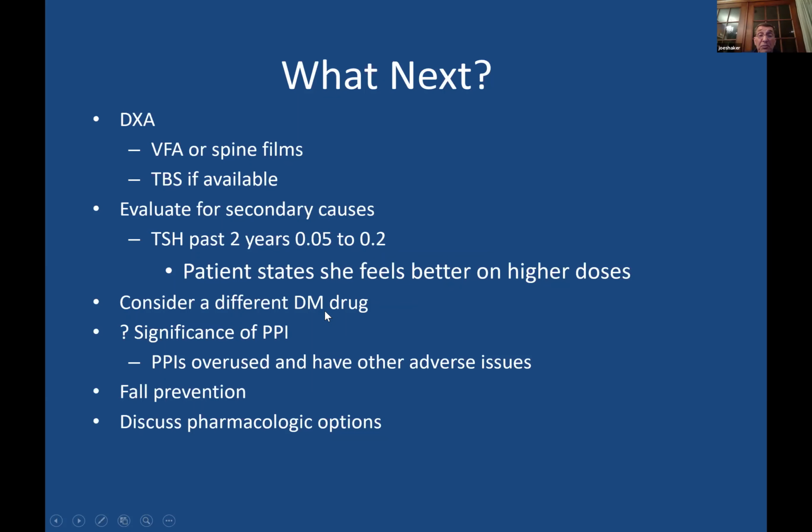I would change her from the pioglitazone. The TZDs both decrease bone formation and increase bone resorption and are associated with an increased fracture risk above that already associated with diabetes. Not sure of the significance of the PPI, but I think they're overused. We would do physical therapy for fall prevention, and we would no doubt treat her with some pharmacologic agent.